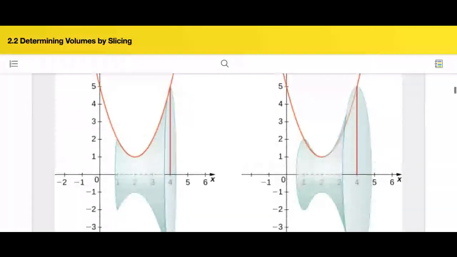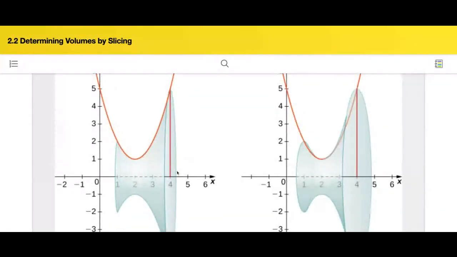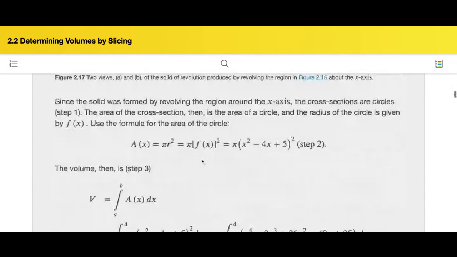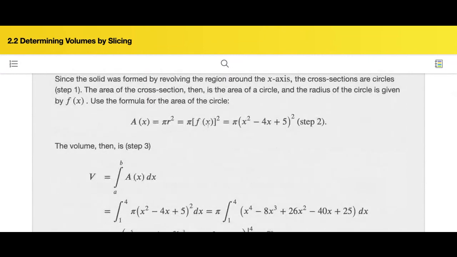Let's come back to this. So we see the radius for this circle is just the function value at 4, right? So this red line would be the radius of this circle when x equals 4. Well, when x equals any number from 1 to 4, the radius r is just f of x. So in this case, we just substitute r with f of x, so we have pi f of x squared.